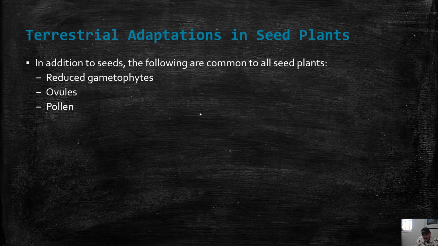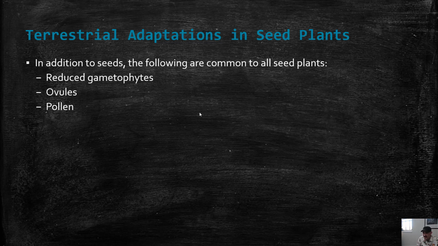So they have adaptations that help them there as well. So seed plants have seeds. We've established that. That's kind of obvious. But they have other things as well. They have tiny gametophytes. They have ovules, which are related to seeds. We'll talk about ovules in a minute. And they produce pollen. All three of these words have some connections here.